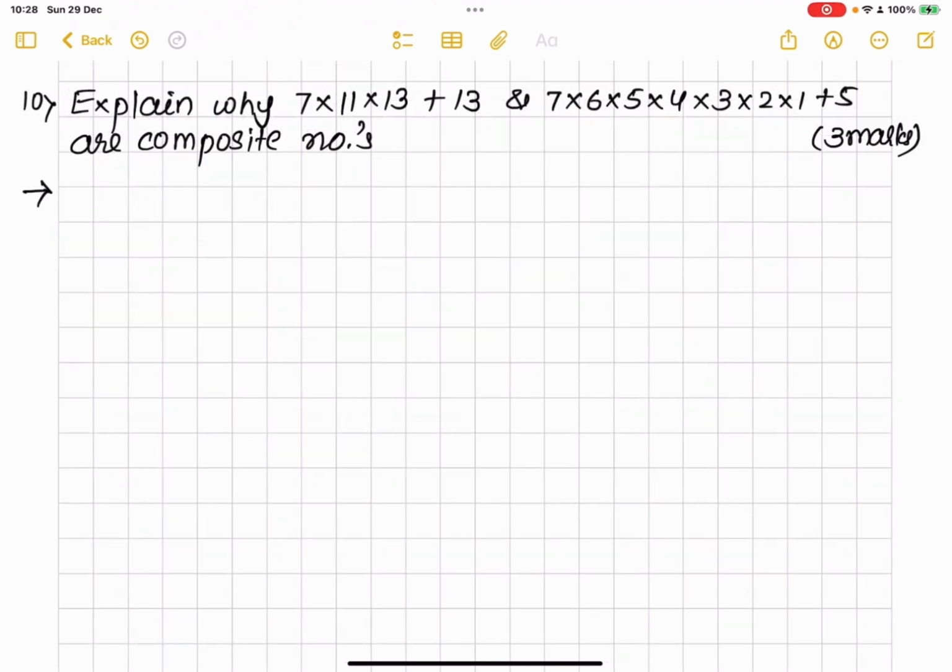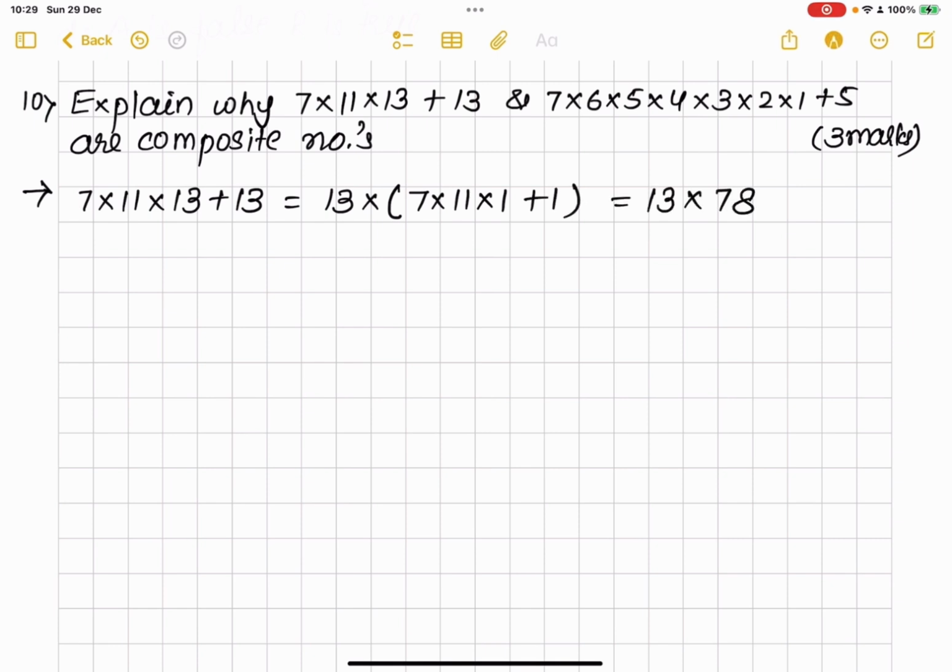Next question says explain why 7 into 11 into 13 plus 13, and 7 into 6 into 5 into 4 into 3 into 2 into 1 plus 5 are composite numbers. So if you see carefully, in 7 into 11 into 13 plus 13, I am taking 13 common from both, so 13 into (7 into 11 plus 1). So this will be 13 into 78. So prime into composite will always be a composite number.